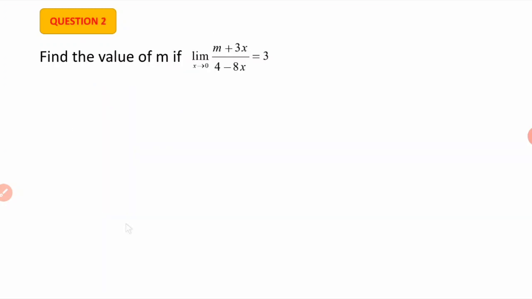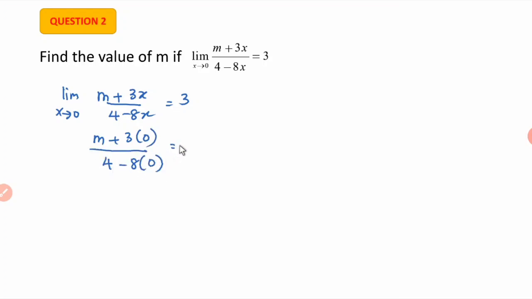Then next, number 2: find the value of m if the limit as x approaches 0 of (m plus 3x) over (4 minus 8x) is equal to 3. So use direct substitution: (m plus 3 times 0) over (4 minus 8 times 0) equals 3. Then we get m over 4 equals 3, so m equals 12.